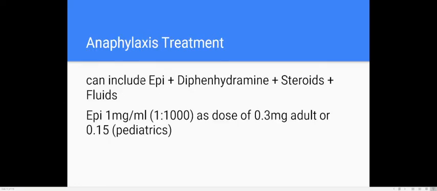Anaphylaxis treatment: epi and Benadryl, diphenhydramine, plus steroids, plus fluids. And epi is usually 1 milligram per mL as a concentration, and the dose is usually 0.3 milligrams for an adult and 0.15 for pediatrics. So, just random facts. Again, that's pretty much all this chapter is, so I'm kind of flying through it.